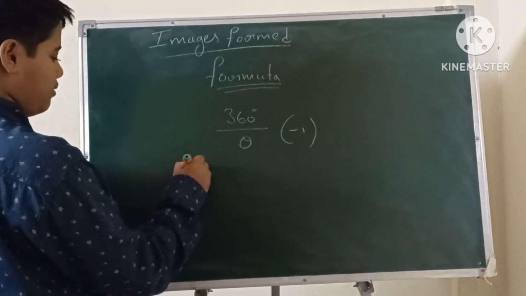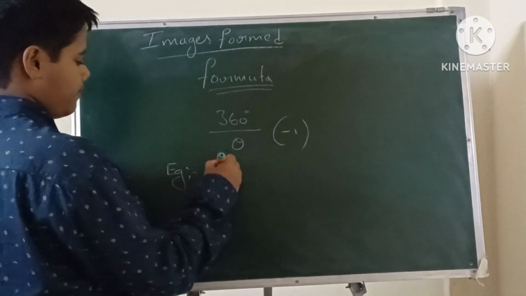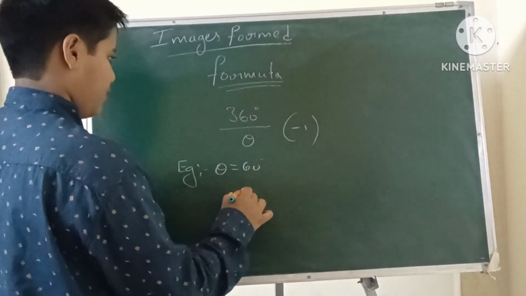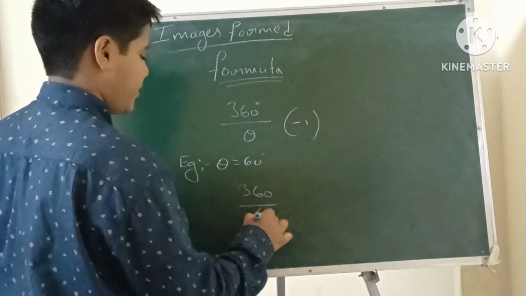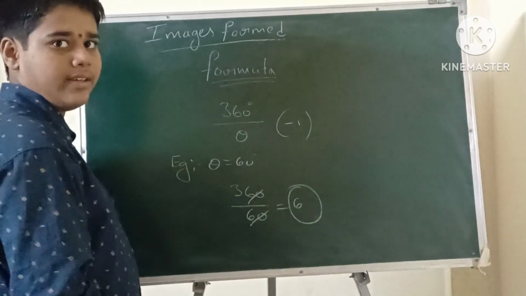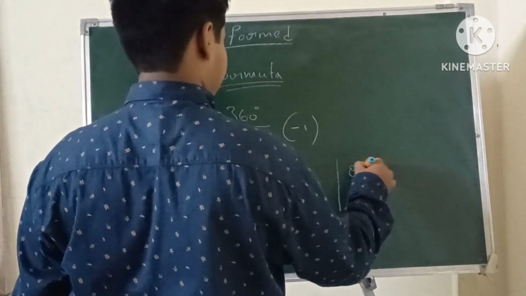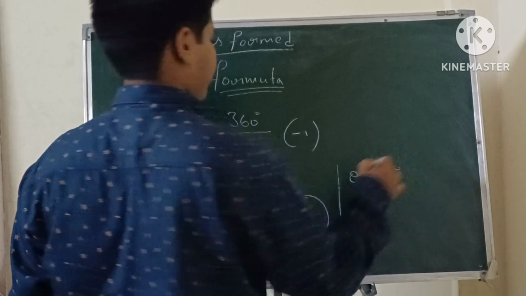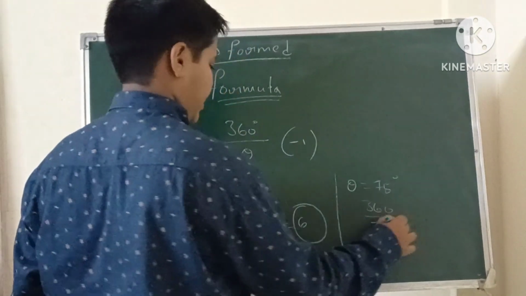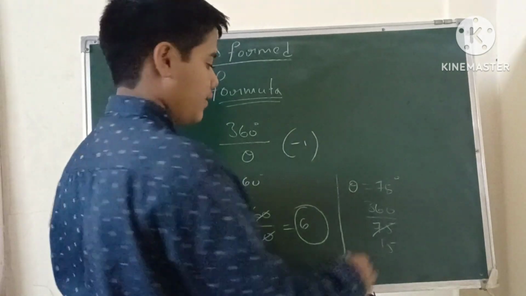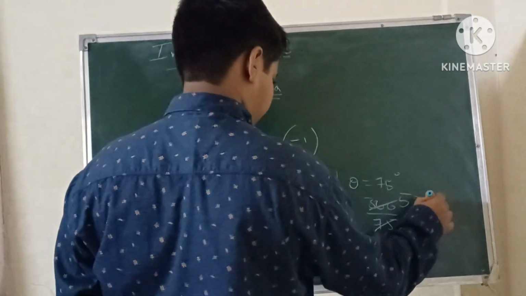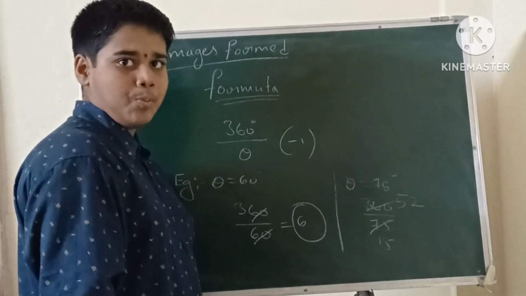For example, here theta is 60 degrees. So the images formed is 360 by 60, so 6 images are formed. Here theta is equal to 75 degrees. So 360 by 75. 5 table, 15 times 5 table, 52 times.